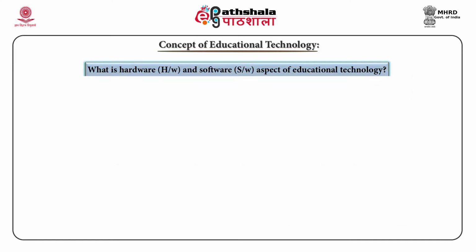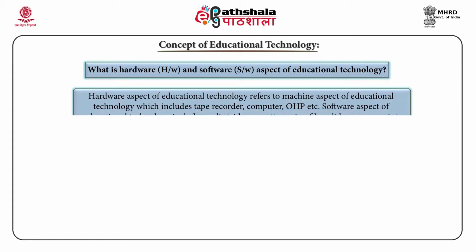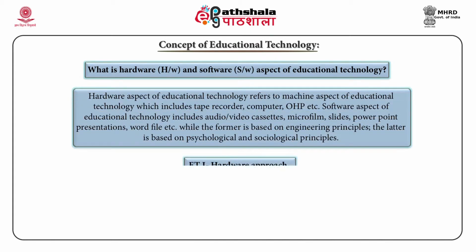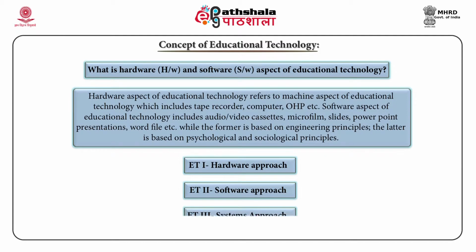What are the hardware and software aspects of educational technology? The hardware aspect of educational technology refers to the machine aspect, which includes tape recorder, computer, OHP, etc. The software aspect of educational technology includes audio and video cassettes, microfilm, slides, PowerPoint presentations, Word files, etc. While the former is based on engineering principles, the latter is based on psychological and sociological principles.